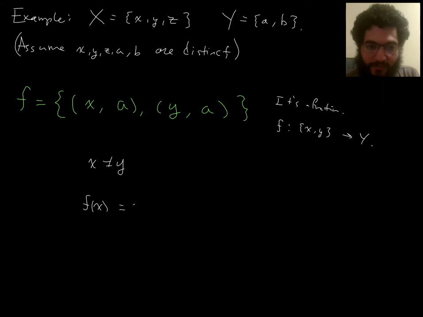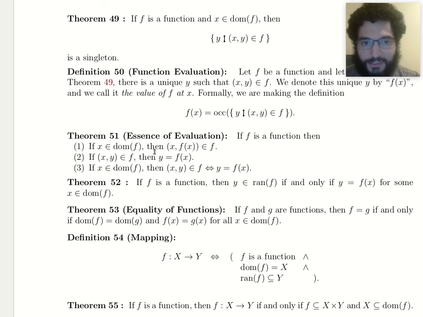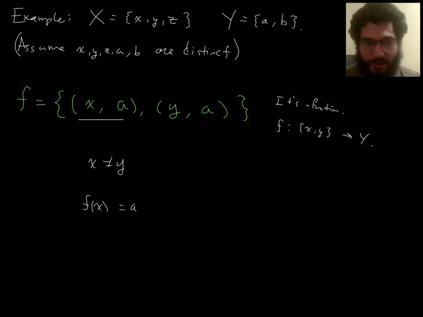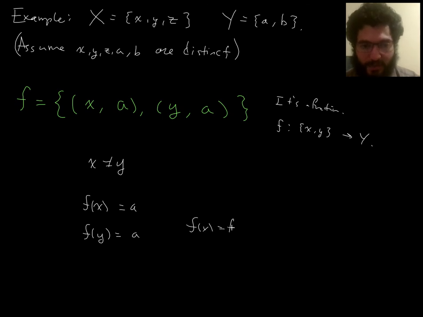But look at this. f(x) is a, right? Do you know how I formally know that, by the way? f(x) is a. It's the essence of evaluation. So f(x) equals a is the same as saying that the pair (x, a) is in f. And you see, the pair (x, a) is an element of f. So f(x) equals a. Similarly, f(y) equals a, right? So we have f(x) equals f(y).